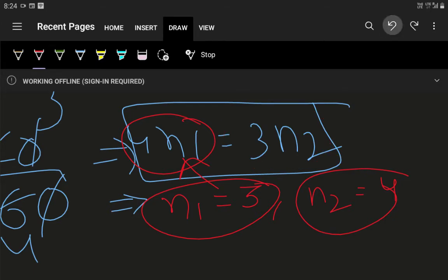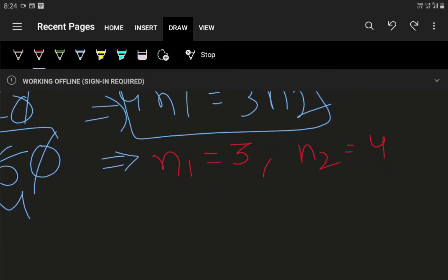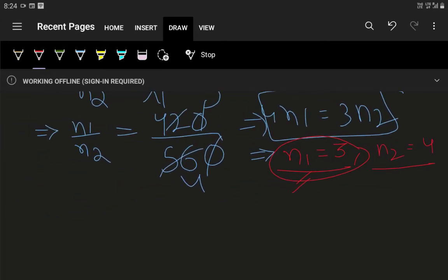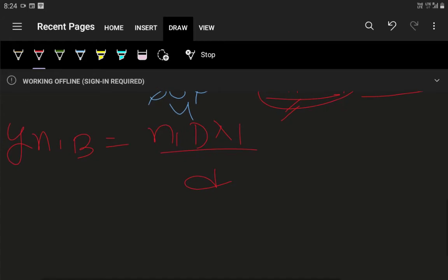Okay, now moving ahead. So n1 equal to 3. Now we can take either value, but corresponding to that n value, we are supposed to take that wavelength. Both values will come the same, because they both are coinciding with each other. So let's suppose I have taken n1. Let me write it here. Y n1 bright is equal to n1 d lambda 1 upon d. Sorry, this would be small d, so I am writing small d here.